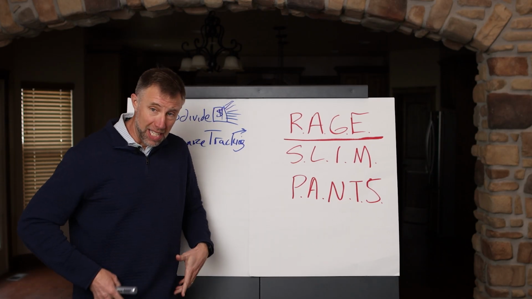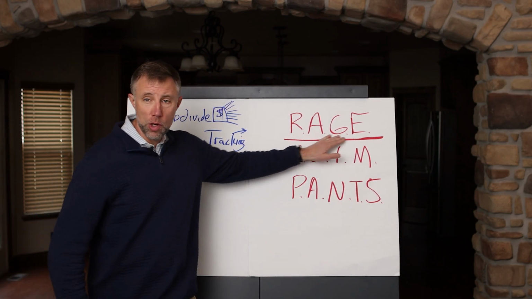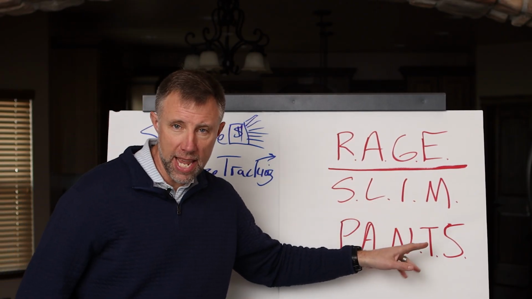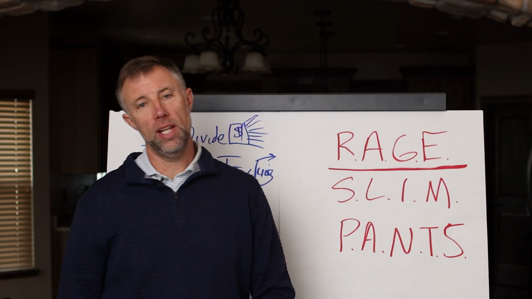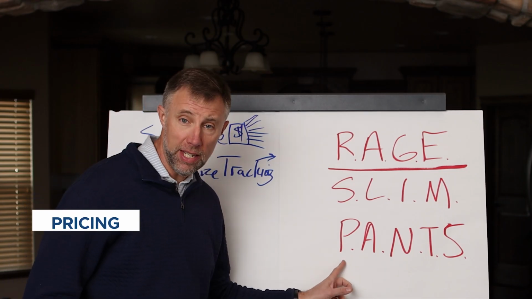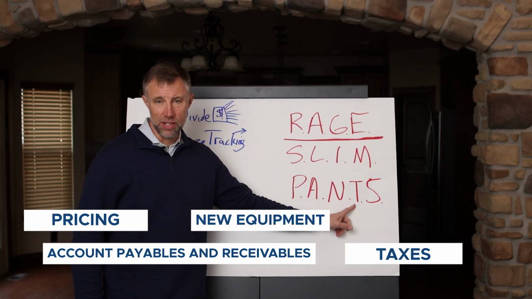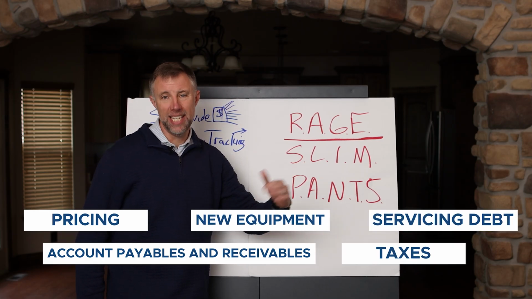That then takes us into the second part of the acronym, PANTS. So we want to live in slim, lean PANTS, right? So we've raged over the money to understand. In slim, we're watching our schedule, our labor, our inventory, mistakes. But these PANTS down here are really important as we're looking at pricing, accounts receivable, payable, new equipment, taxes, and then any servicing of debt that we have.